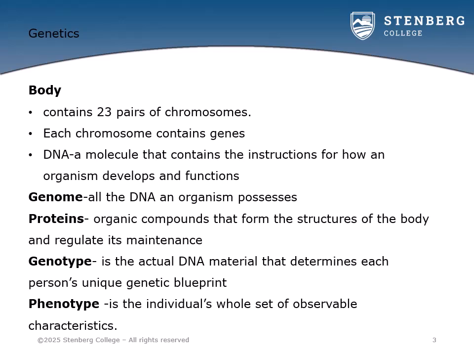A genome is all the DNA an organism possesses. The genotype is the actual DNA material that determines each person's unique genetic blueprint. The phenotype is the individual's whole set of observable characteristics.